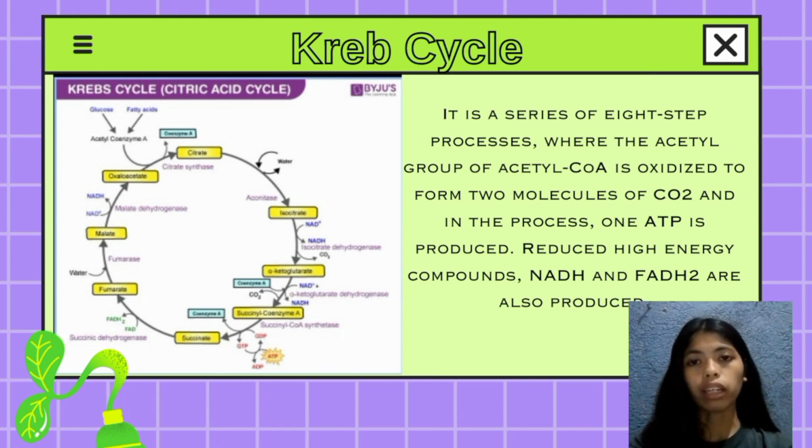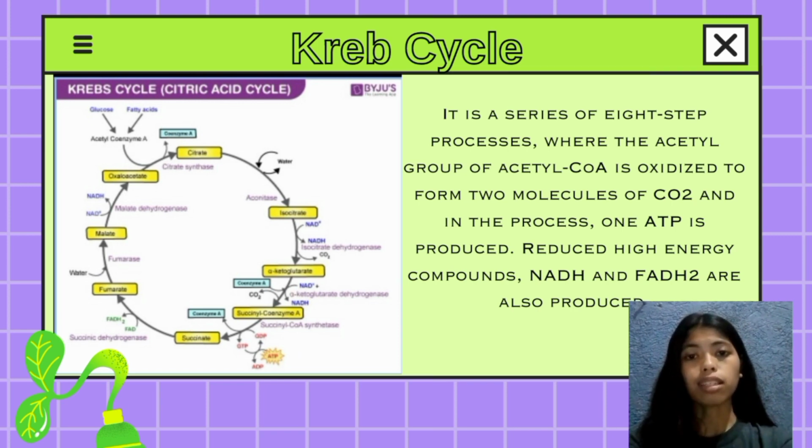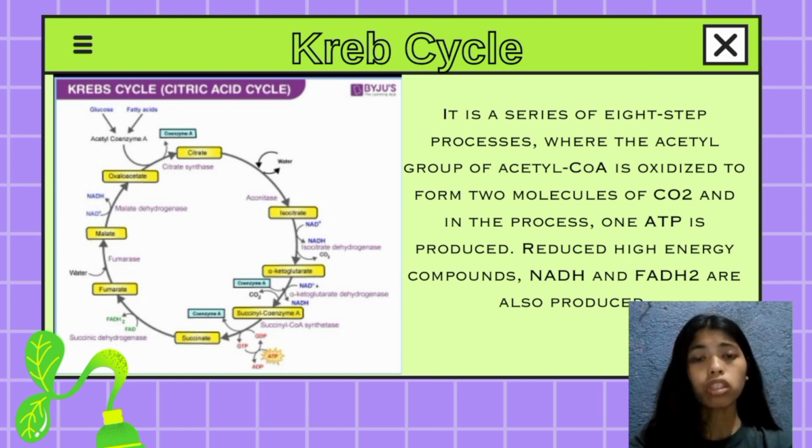So to start the cycle, the formation of the six-carbon compound citrate occurs by the combination of acetyl-CoA and oxaloacetate in the presence of the citrate synthase enzyme. The second step is the conversion of citrate to its isomer isocitrate in the presence of the enzyme aconitase.